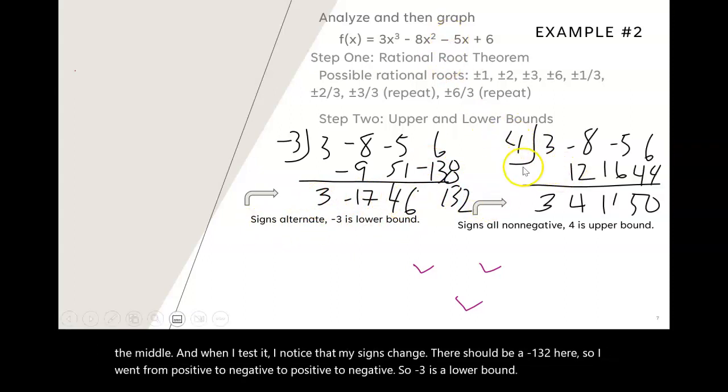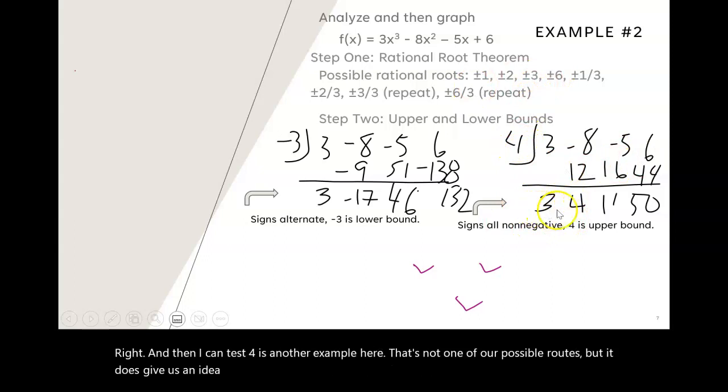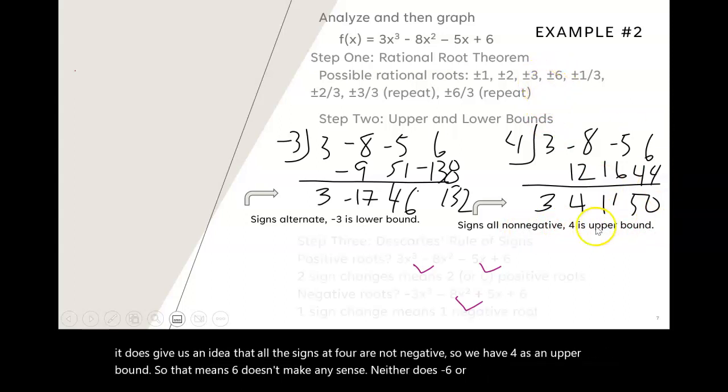All right, and then I can test 4. There's another example here. That's not one of our possible roots, but it does give us an idea that all the signs at 4 are non-negative. So we have 4 as an upper bound. So that means 6 doesn't make any sense. Neither does -6 or -3.